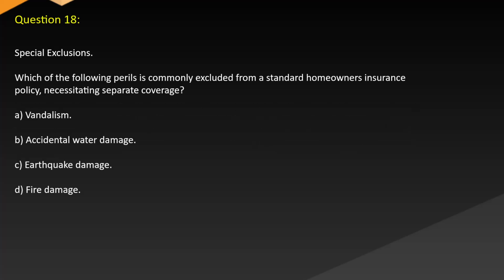Question 18. Special exclusions. Which of the following perils is commonly excluded from a standard homeowner's insurance policy, necessitating separate coverage? A. Vandalism. B. Accidental water damage. C. Earthquake damage. D. Fire damage.